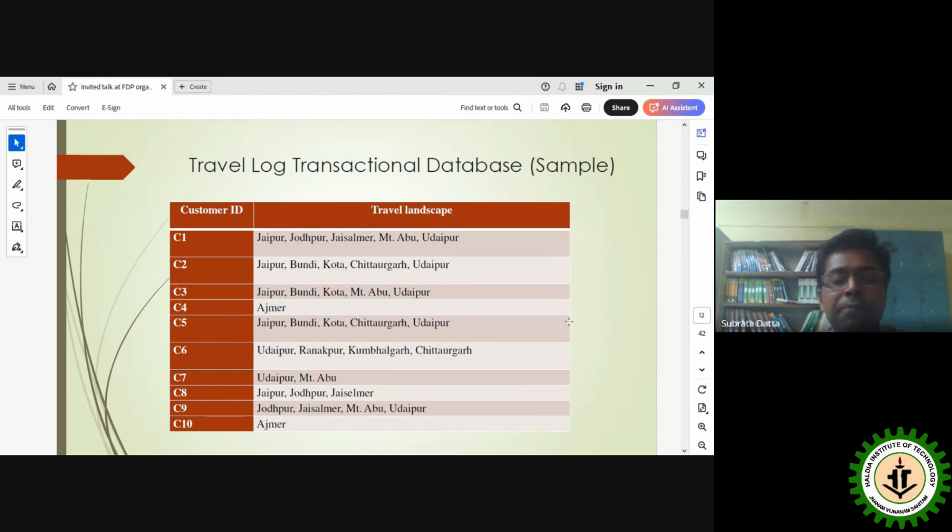For example, if a company designs a package with, suppose, Jaipur, Bundi, Kota, Chittorgarh, Udaipur, then the customer, for example C4, who wants to only visit Ajmer, will not accept that particular package. So that is the problem.